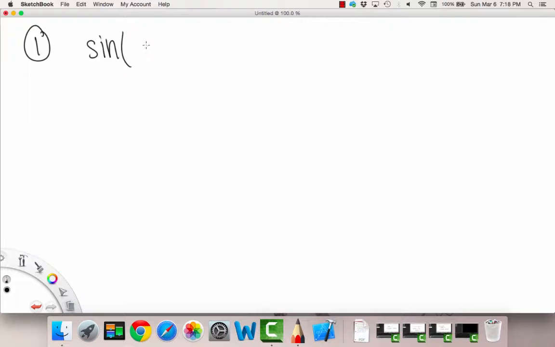Let's say we have sine of 2 alpha, where alpha is some angle that we know. And we're taking sine of double that angle. Okay, hence the name double angle identities. This is going to be equal to 2 times sine of that angle alpha times cosine of that angle alpha. Okay? Alrighty, so that's the first one. It's pretty straightforward. That's basically all there is to it.